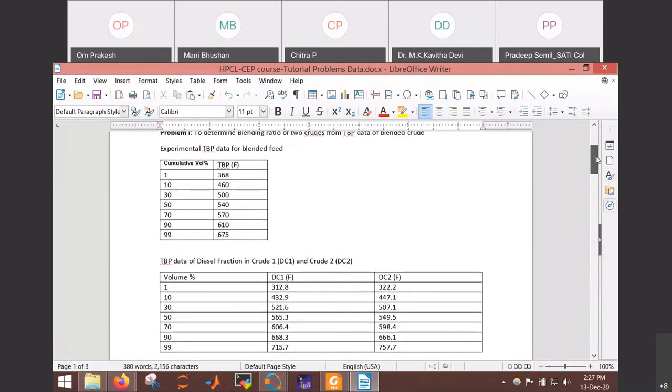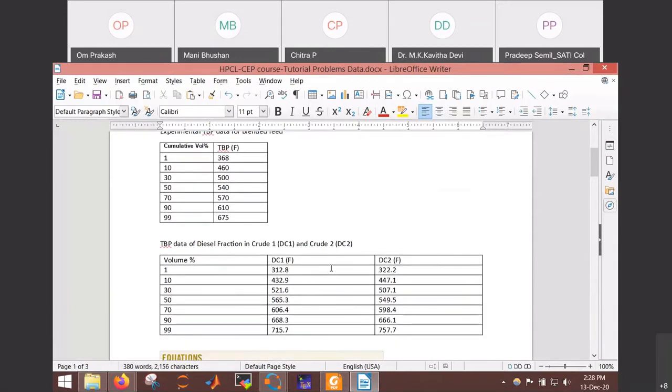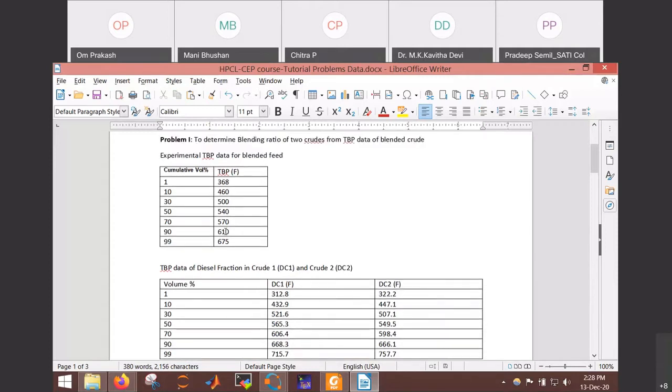So here I have two different kinds of crude oil. In the market there is a demand for a certain crude oil which has certain specifications, and we are receiving two different types of crude oil. So the manager will ask, in what ratio should I blend these crude oils so that the resulting crude oil will follow my market demand?